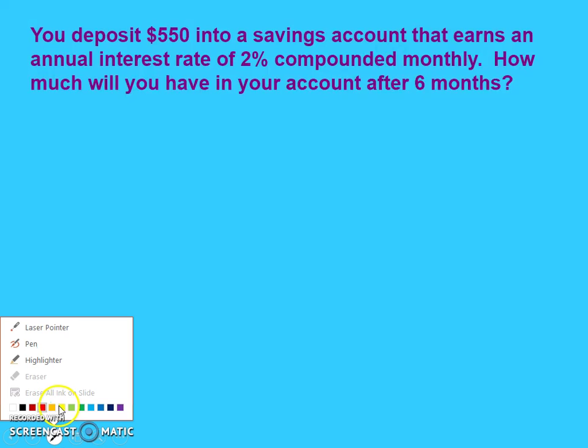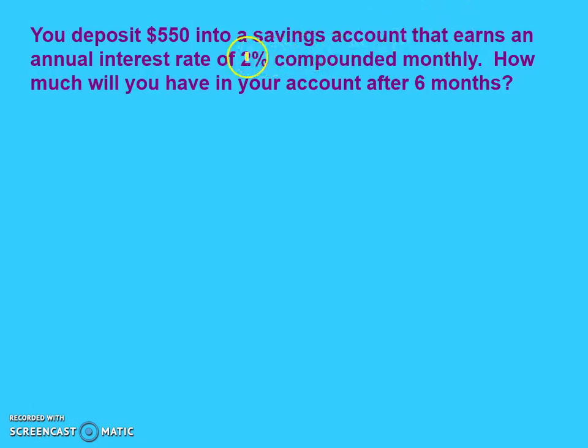Okay, now one of the things I want to point out to you here is that it's telling us that it's being compounded monthly. So your interest rate, though, is given to you as an annual rate. So you earn 2% over the course of a year. However, that's getting broken up into a little bit each month. So you don't get 2% each month. That would be awesome if you did, but unfortunately you don't. You get 2% total throughout the year.